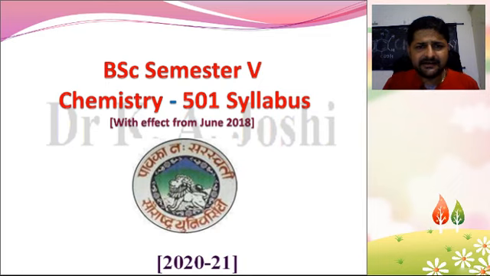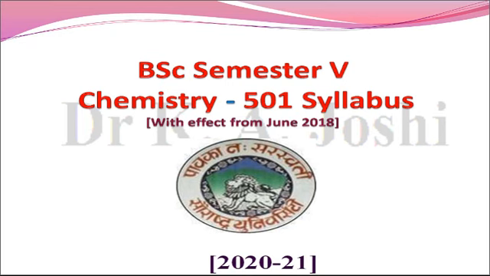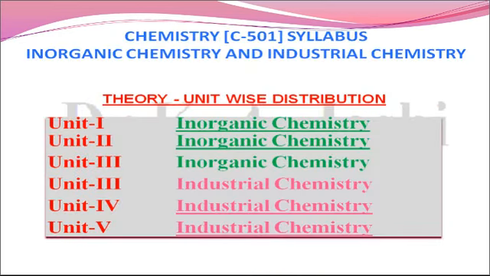Now we start the Chemistry 501 syllabus, effective from June 2018. The name of the paper is Inorganic Chemistry and Industrial Chemistry. In the unit-wise distribution, there are a total of 5 units. Unit 1 Inorganic Chemistry, Unit 2 containing Inorganic Chemistry, Unit 3 containing Inorganic as well as Industrial Chemistry, Unit 4 containing Industrial Chemistry, Unit 5 containing Industrial Chemistry.